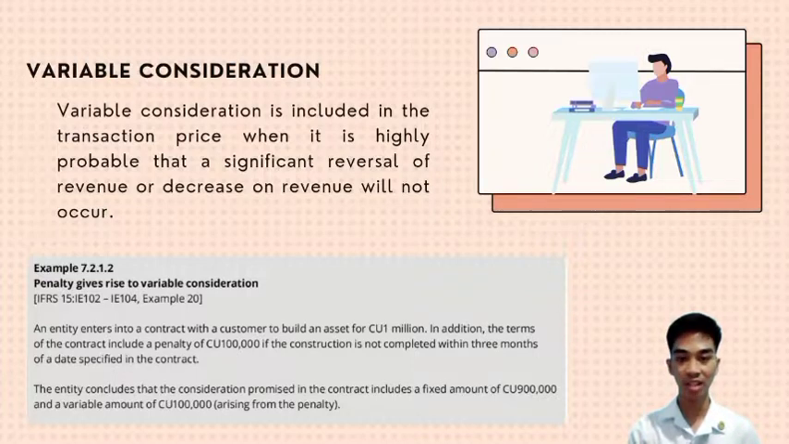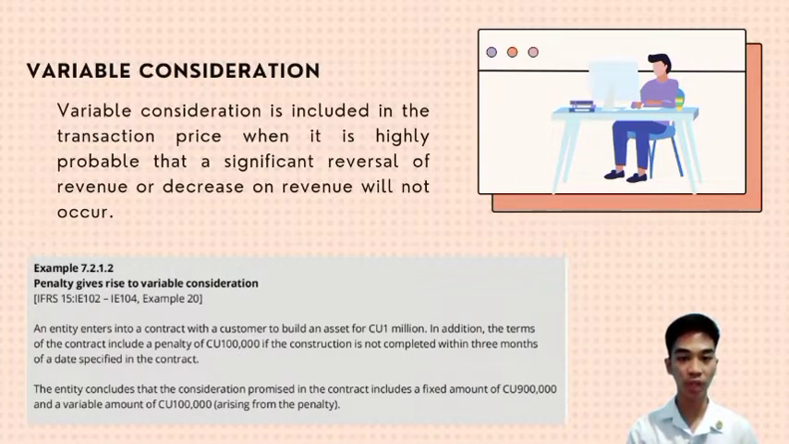Let us take a look at this illustration, an example of a penalty that gives rise to a variable consideration. An entity enters into a contract with a customer to build an asset for 1 million. In addition, the terms of the contract include a penalty of 100,000 if the construction is not completed within 3 months of a date specified in the contract. The entity concludes that the consideration promised in the contract includes a fixed amount of 900,000 and a variable amount of 100,000 arising from the penalty.